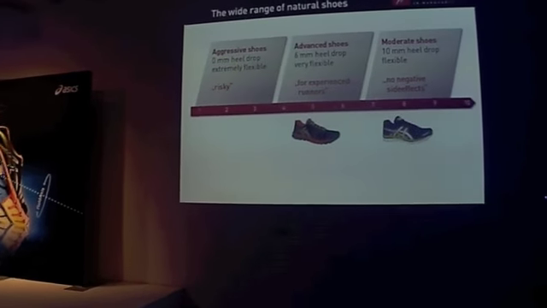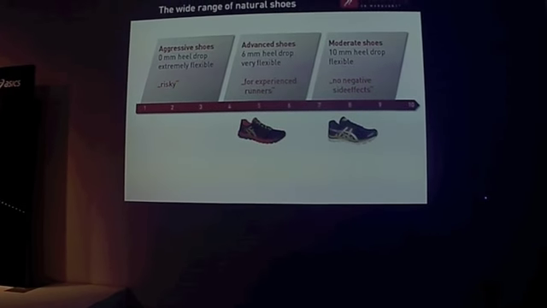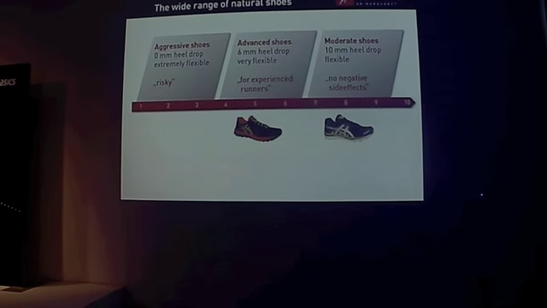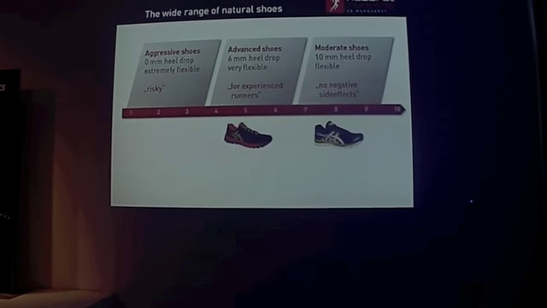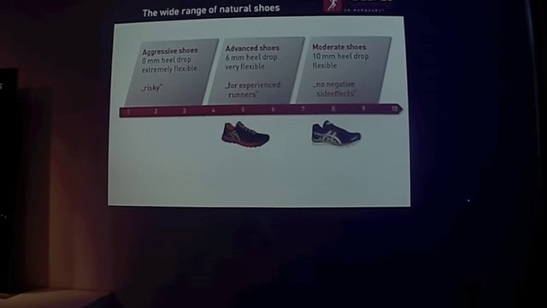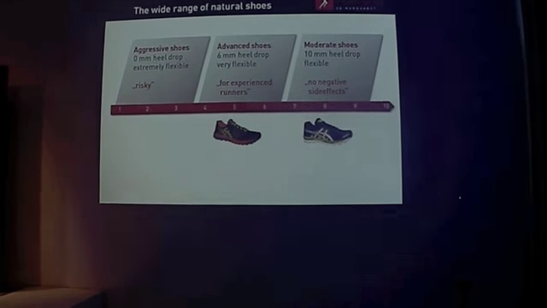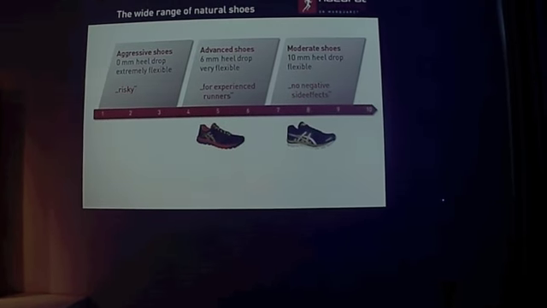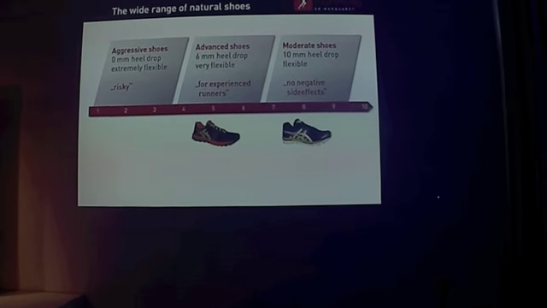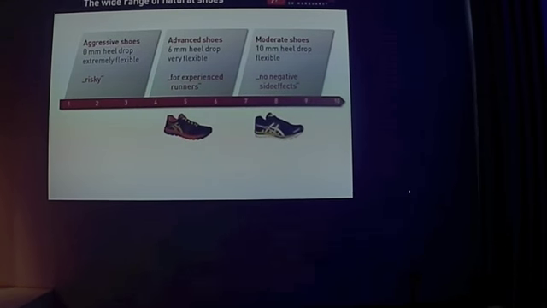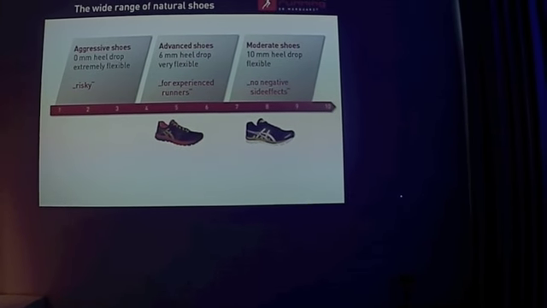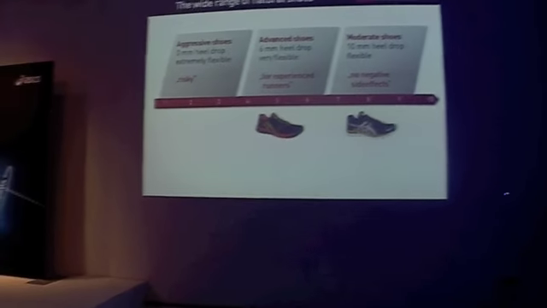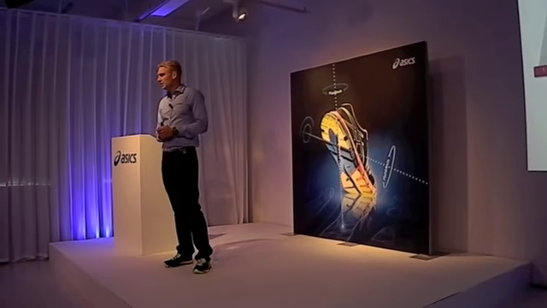And we got the moderate shoes with a 10 millimeter heel drop that are more flexible than the normal training shoe. And we got no negative side effects. And I talked about these 10, 15 or 20 million runners in Germany. I don't know if it's 10 or 15 or 20. Every survey tells me something else. But let's say it's 15 million runners in Germany.